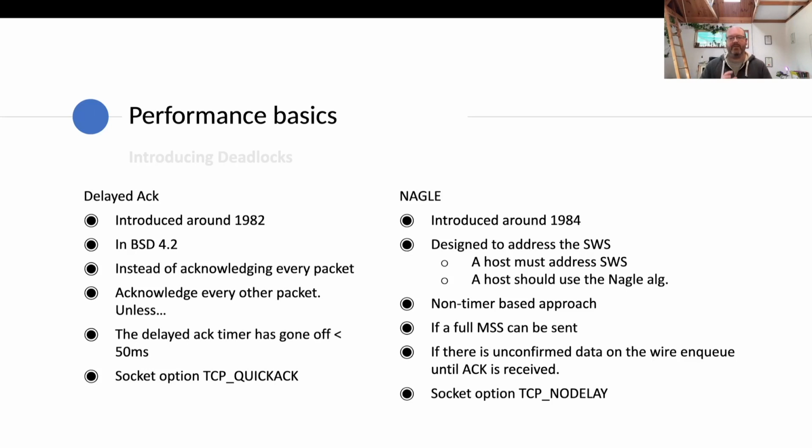So the way to disable this Nagle algorithm is to use the socket option TCP_NODELAY, and that will allow you to bypass the algorithm. However, I think it was RFC 1122 did specify that you must address the silly window syndrome somehow, and a host should use the Nagle algorithm.